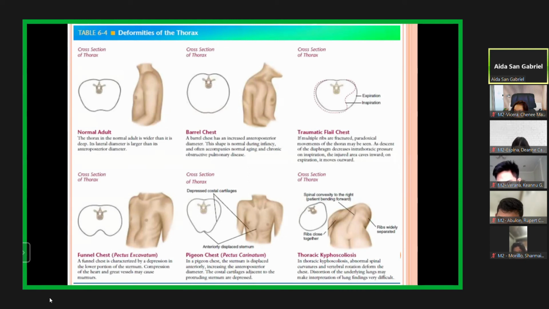Then you have the pectus excavatum or funnel chest. The clinical significance of this is that it may compress the heart and great vessels, which may cause murmurs. Then we have the so-called pectus carinatum and then thoracic kyphoscoliosis. The significance of thoracic kyphoscoliosis is that these patients will go into cor pulmonale. They usually die of cor pulmonale in the later stage.